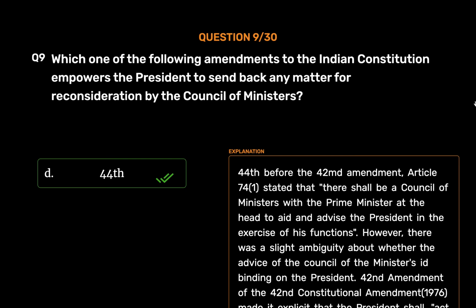The 44th Amendment, 1978, however, added that the President can send advice back for reconsideration once. But if the Council of Ministers sends the same advice again to the President, then the President must accept it. The amendment went into effect from the 20th of June 1979.